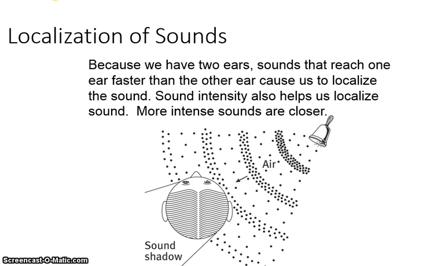Because we have two ears, sounds that reach one ear faster than the other ear cause us to localize that sound. So the sound intensity also helps to localize the sound. In other words, more intense sounds are closer. So here's an interesting tidbit. Why does our own voice sound unfamiliar when we hear it from a recording?